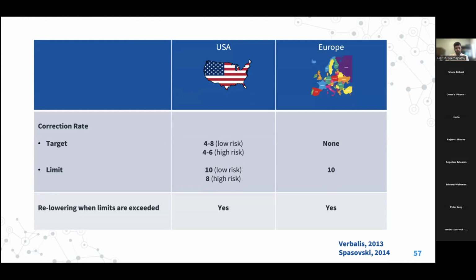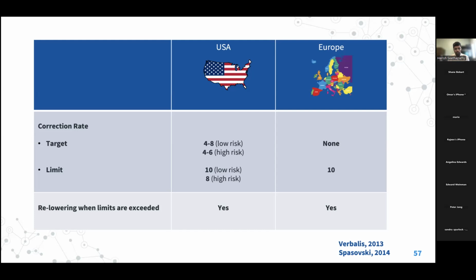Now, the USA guidelines are not really guidelines. They're basically expert opinion by a group of 7 nephrologists, whereas the European one, as I mentioned before, is from various societies. The USA places a clear target, meaning they say 4 to 8 in low risk, 4 to 6 in high risk. They also limit it to 8 in high risk and 10 in low risk. Whereas in the European guidelines, all it says is, hey, try to limit it to 10 if you can.